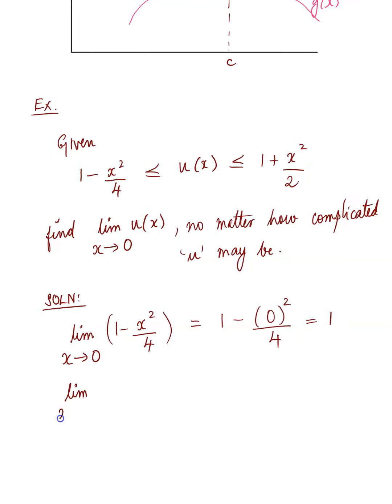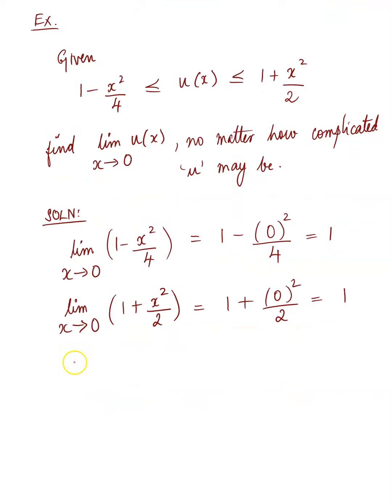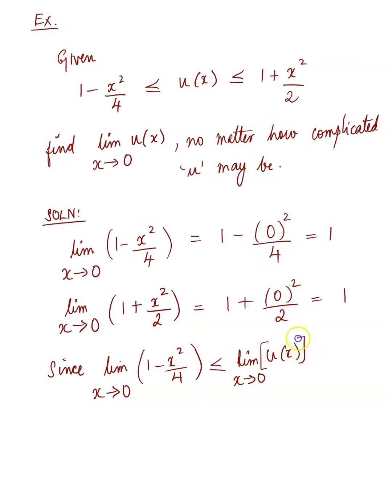Now apply the limit for the other end, and if that also gives you 1, that is wonderful news, because then we could use the squeeze theorem here. So 1 plus 0 squared over 2. Wonderful, that gives us a 1 too. Since the ends both point to 1, the limit of 1 minus x squared over 4. This is how we write a step. You are applying the limit on all three parts, not knowing what u could be.